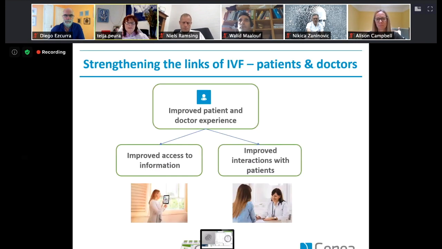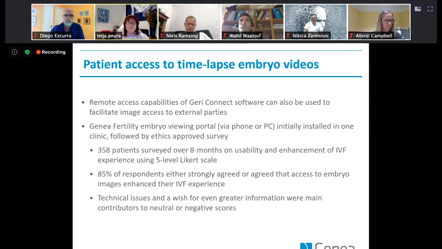And lastly, just a few words about the patients and doctors. What we also wanted to achieve was an improved patient and doctor experience by providing improved access to information. The use of time-lapse videos and pictures means that any clinic using those can share them with their patients. However, because of these remote access capabilities, it's also possible to allow patients remote access, and hence the Genia Fertility Embryo Viewing Portal was established some years ago.